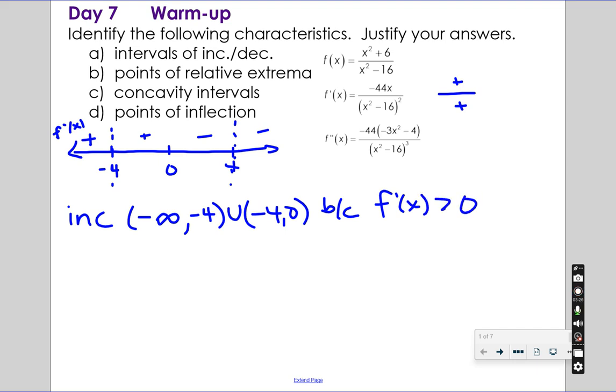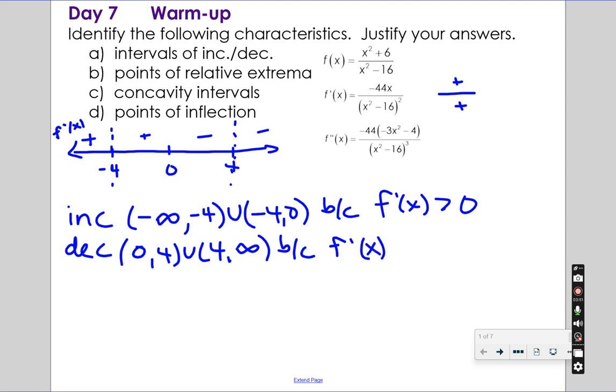Guys, on your quiz, you're going to get half the points for the interval, half the points for the justification. So everyone should make at least a 50, right? Because you will have memorized all the justifications. All right, where is it decreasing? Okay, because f prime of x is less than 0.